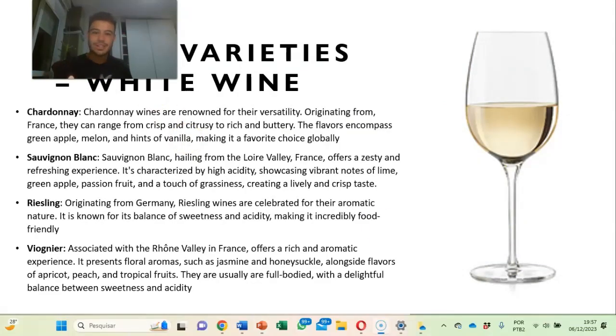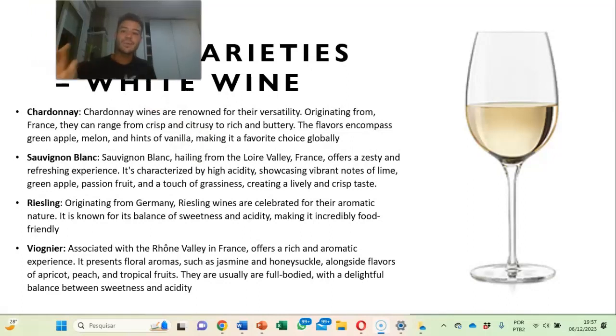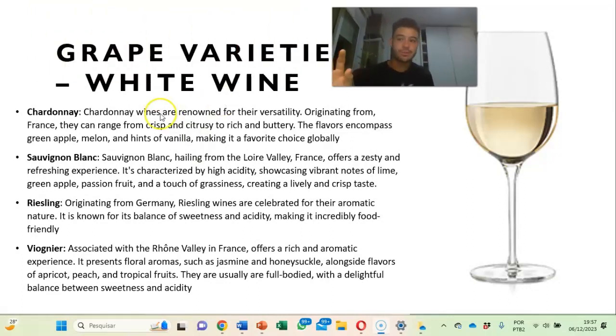Moving on, so we have a lot of great varieties, especially in white wine. All right, so I put together the four of them that I like the most. They're very interesting. It'd be a Chardonnay. It's usually from France, and you can feel from crisp and citrusy to rich and buttery. Flavors encompass green apple, melon, and hints of vanilla. So it's kind of a very light type of wine.